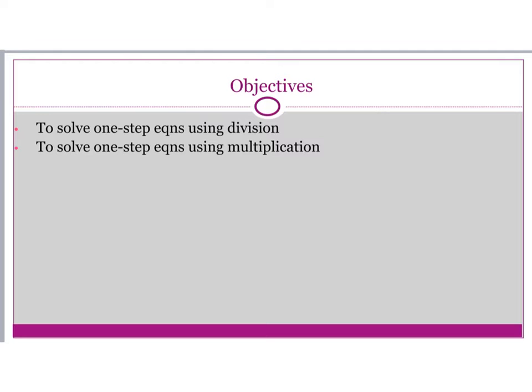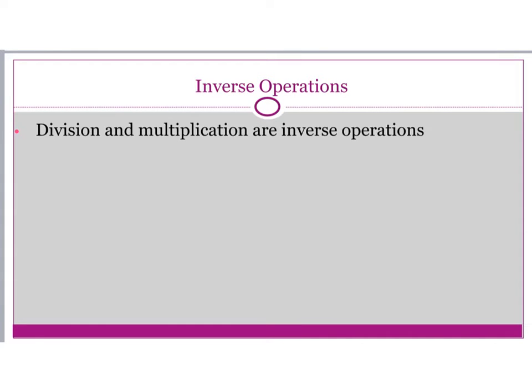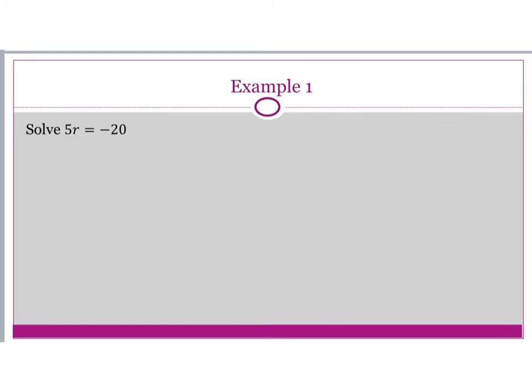So one thing that you need to keep in mind is that division and multiplication are inverse operations. And what that means is if I want to undo division, I can use multiplication, or if I want to undo multiplication, I can use division. So we're going to use those concepts to solve our one-step equations when we're multiplying and/or dividing. So let's go ahead and take a quick look at an example.